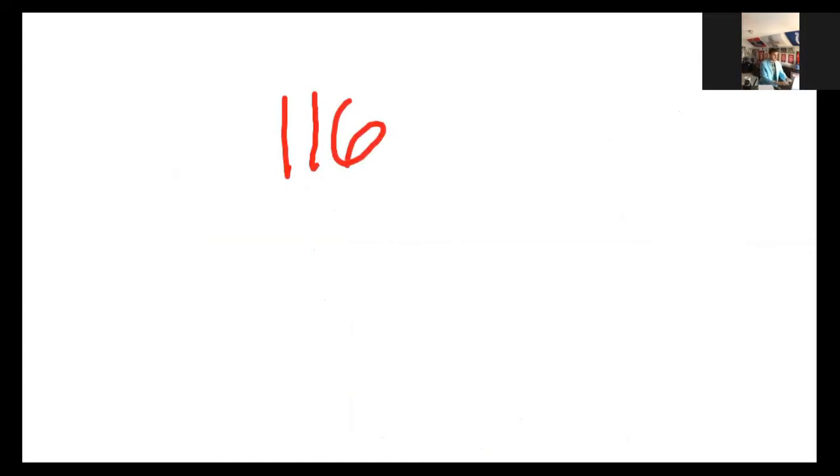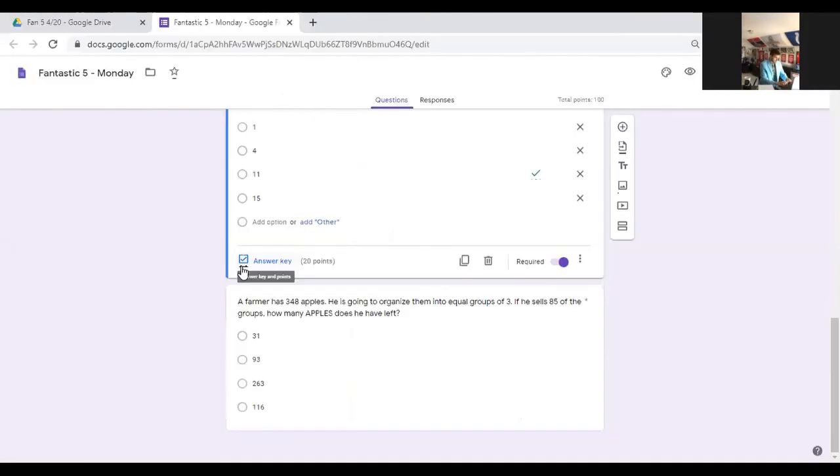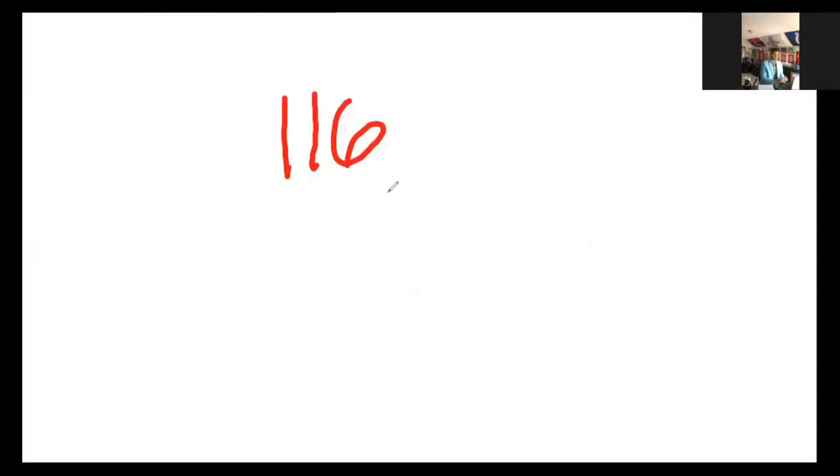All right, and it said, I already forgot what the question says, so I think I sold 85. All right, he sells 85 of the groups. So I can do that real quick. I've got 116. Let me sell 85 of them. Guys, when you sell something, you're getting rid of it. It's gone. So we're going to subtract.